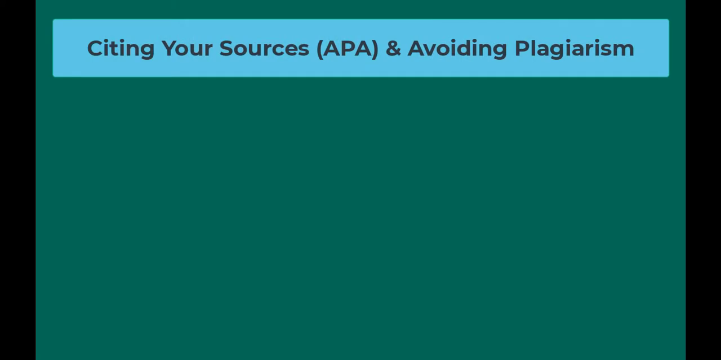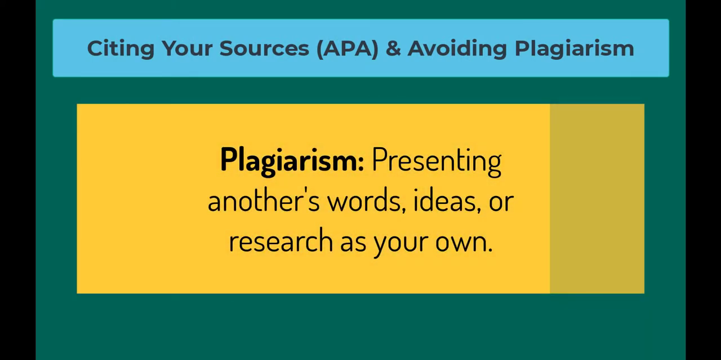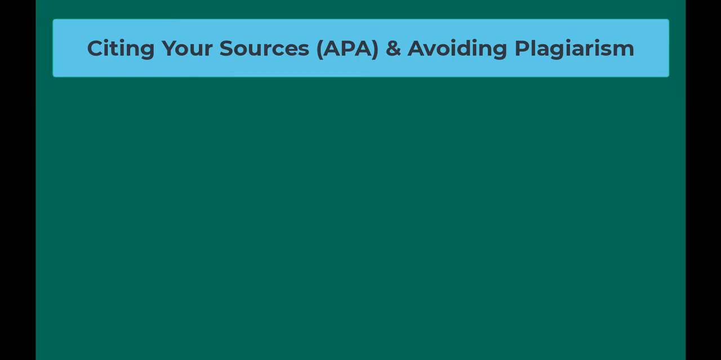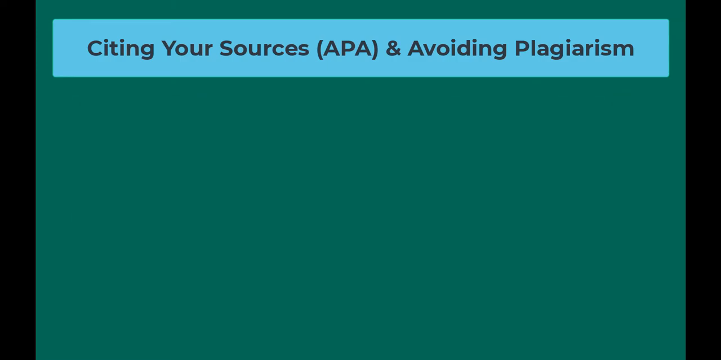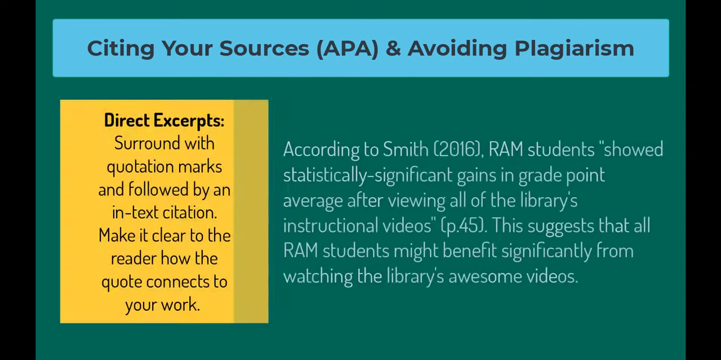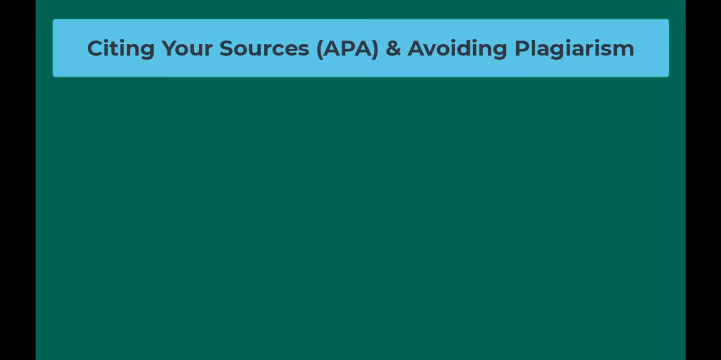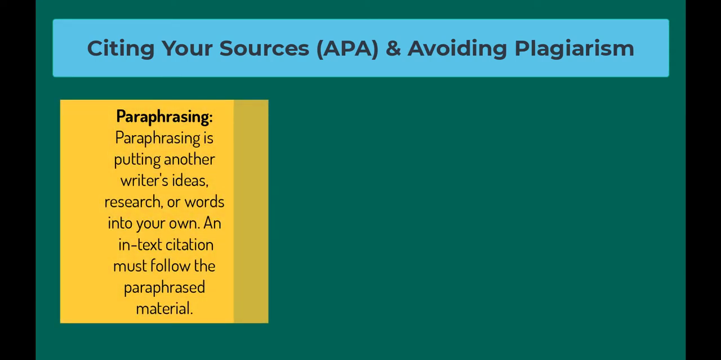Now that we've discussed finding sources, we need to discuss citing sources. Failure to cite often results in plagiarism, which is presenting another's words, ideas, or research as your own. Fortunately, the easiest way to avoid plagiarism is to properly quote, paraphrase, and cite your sources. Direct excerpts should be surrounded by quotation marks and followed by an in-text citation. Make it clear to the reader how the quote connects to your work. Putting another author's words, research, or ideas into your own words is paraphrasing. Like a quote, this requires an in-text citation.